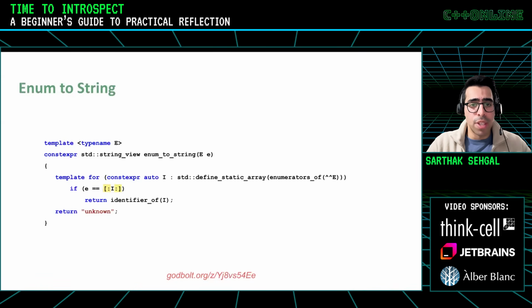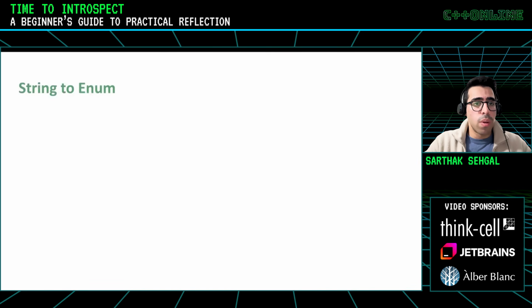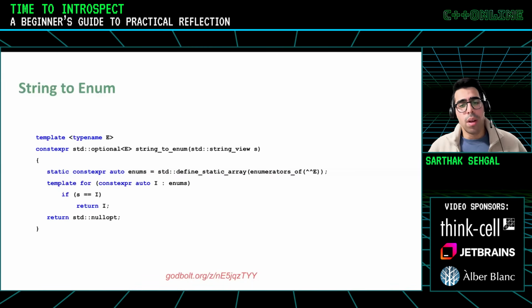Compare this to our previous implementation, which was so much macro logic and at least 50 lines of code. This is basically just 5 lines of code, and this demonstrates the power of reflection in C++26. Let's try to do string to enum now. Again, something similar to enum to string. And this is how it's going to look.